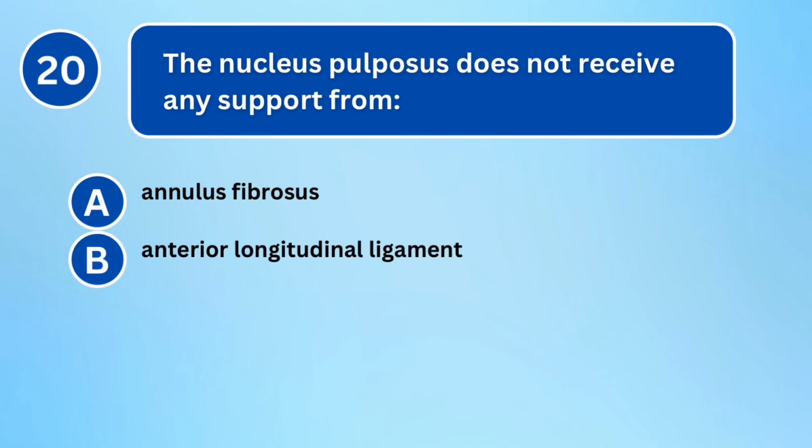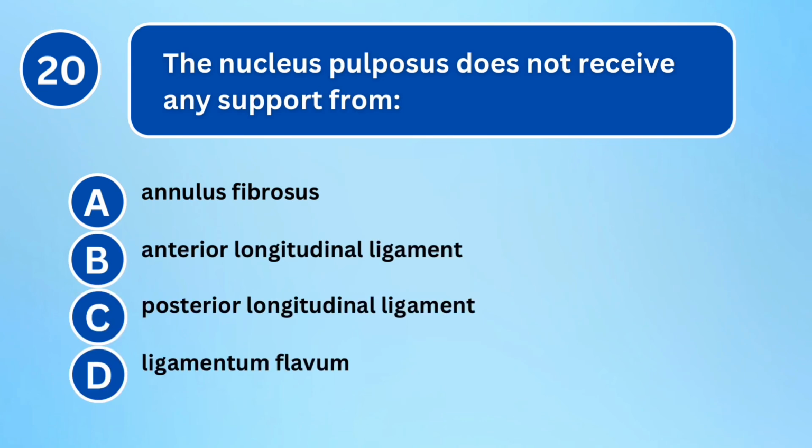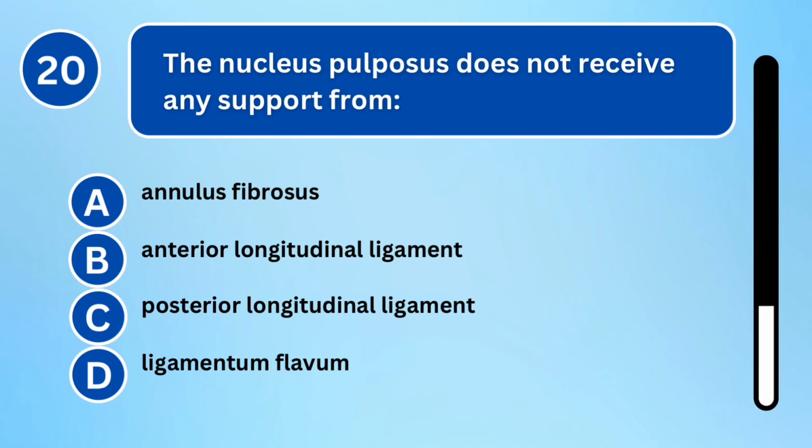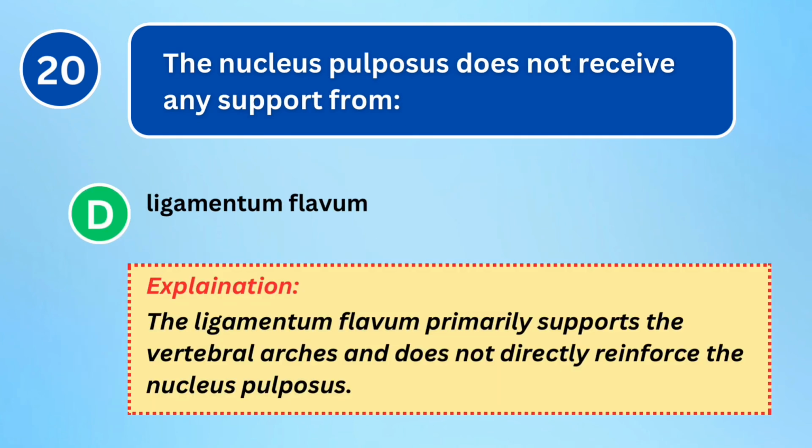The nucleus pulposus does not receive any support from: A. Annulus fibrosus, B. Anterior longitudinal ligament, C. Posterior longitudinal ligament, D. Ligamentum flavum. Correct answer is D. Ligamentum flavum.